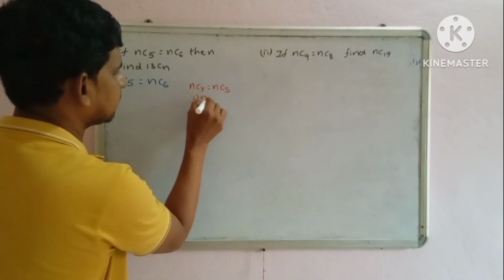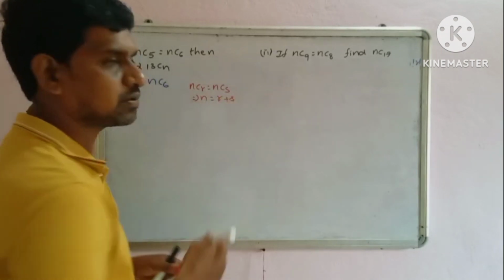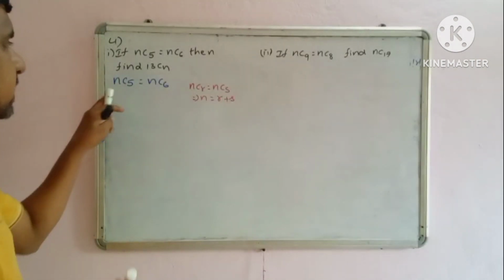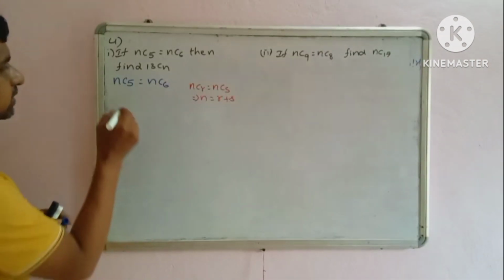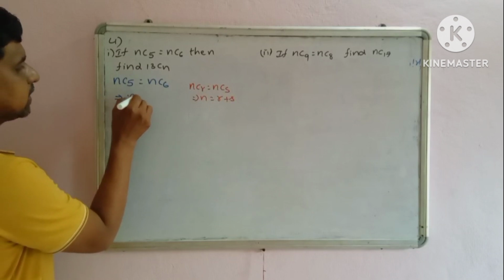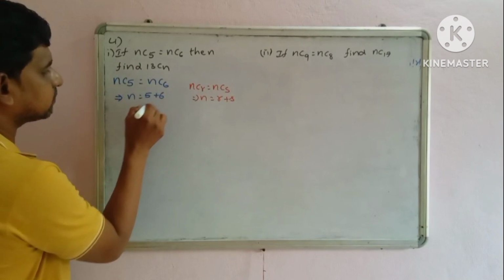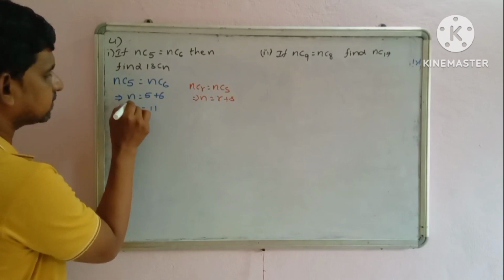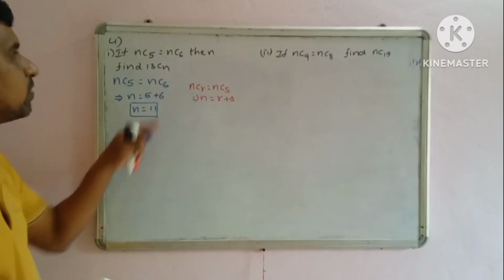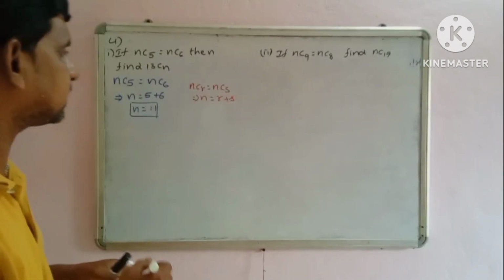Then n equals r plus s. See, nC5 equals nC6, then n equals 5 plus 6. 5 plus 6 is 11. Okay, now we will find the value of 13Cn.